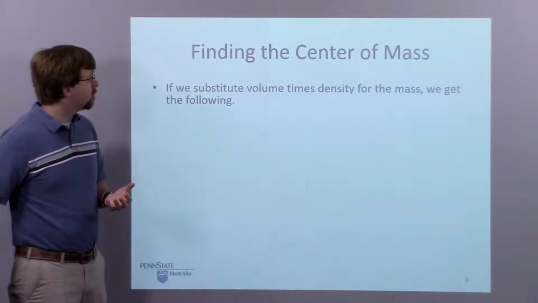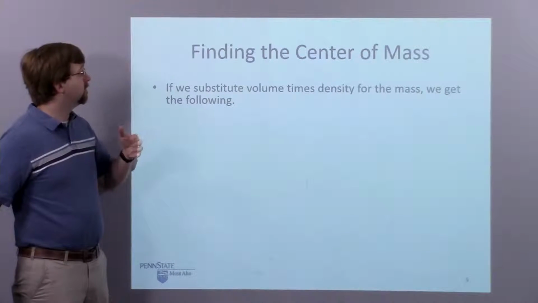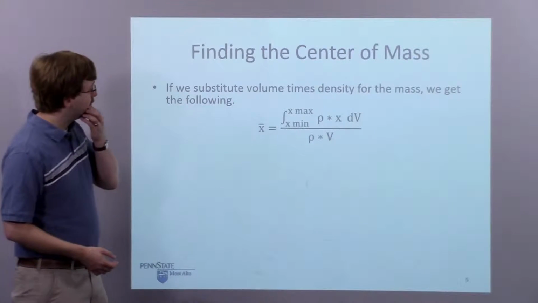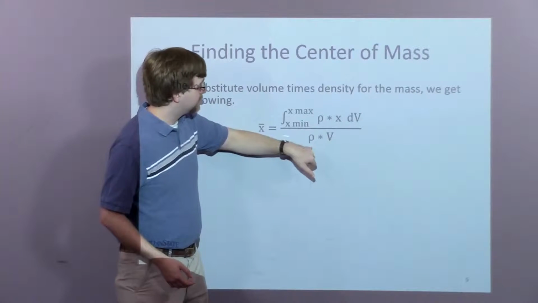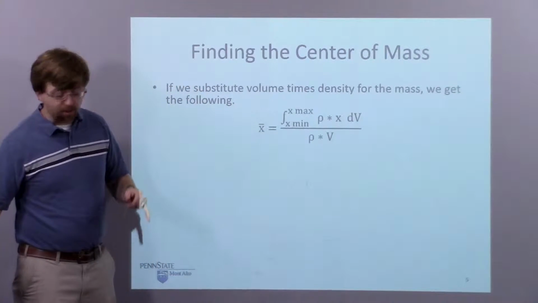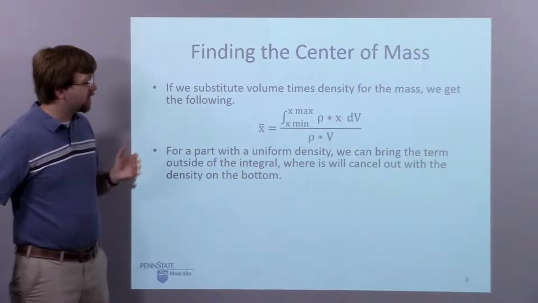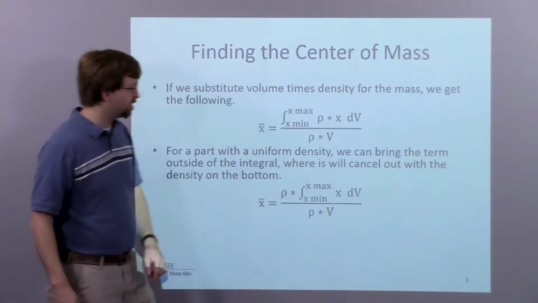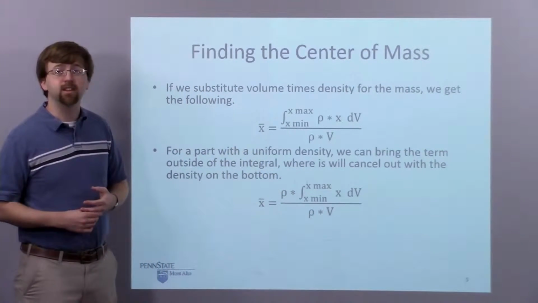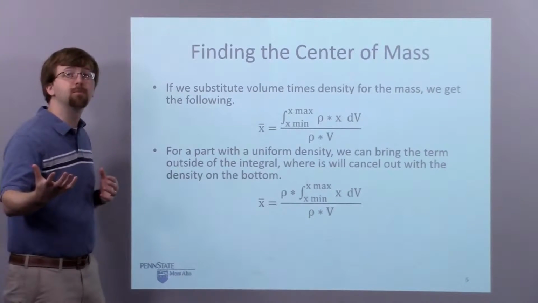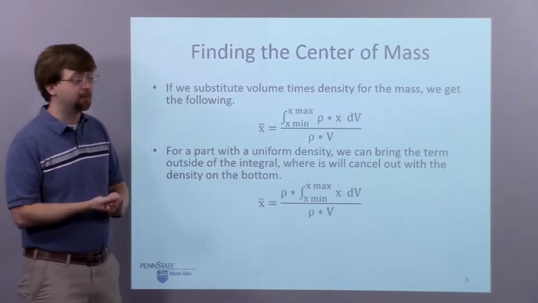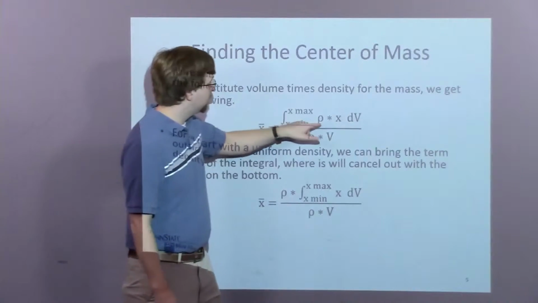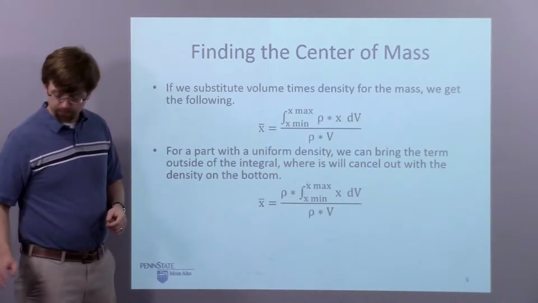Alright, so let's talk more about some of these things. If we substitute in the volume times the density for the mass, we get the following. So this is the mass in the bottom. It's density times volume. If I have a uniform density, I can pull that density out of the integral on the top, and this density here and the density here cancel each other out, and I'm left with what is basically the centroid calculation. So this is why for uniform density parts, the centroid and the center of mass are the same thing. I only need to worry about keeping this density term in there if I can't pull this out of my integral.